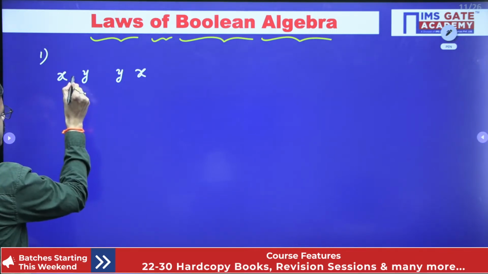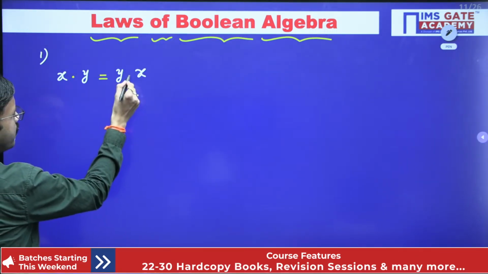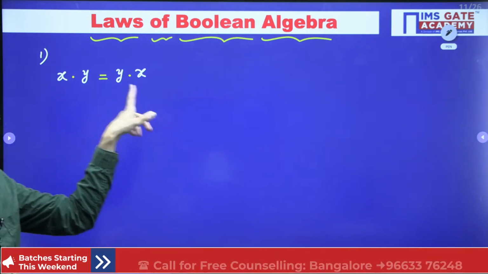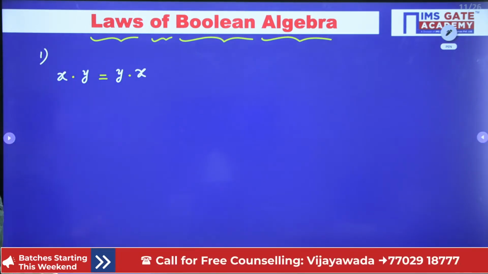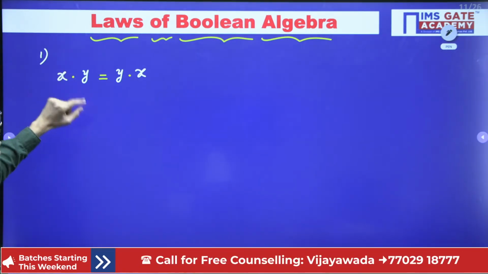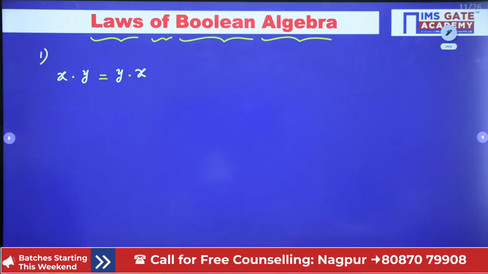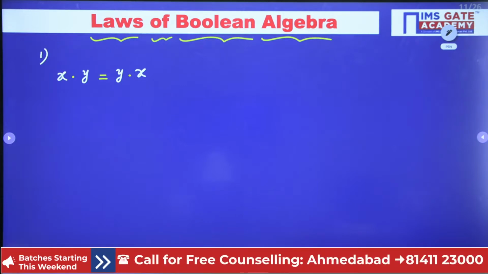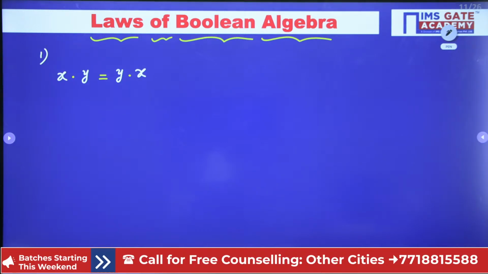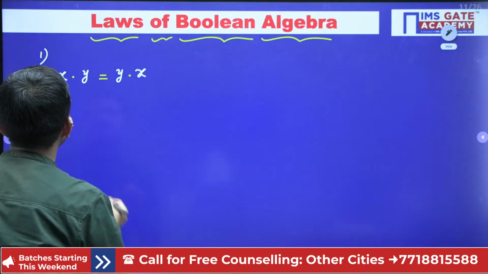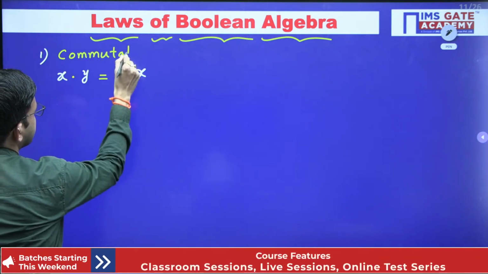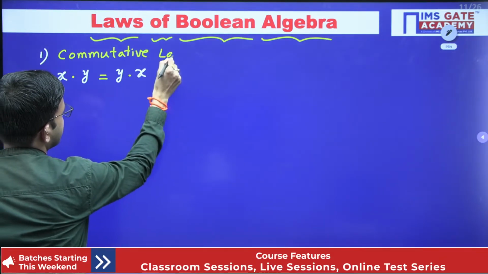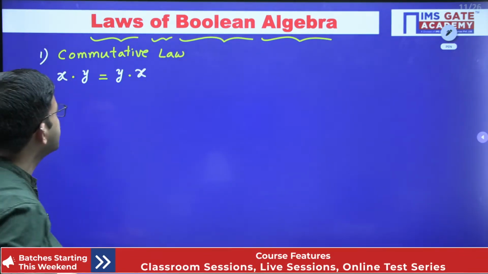Say for example, here I am considering the logical AND operator, so that one will satisfy x and y is the same as y and x. Even if you interchange the order of the variables, you will get the same functionality. That means here the logical AND operator satisfies one law. Can you guess what is the name of that law? Yes, it is the commutative law. Commutative law. Okay.